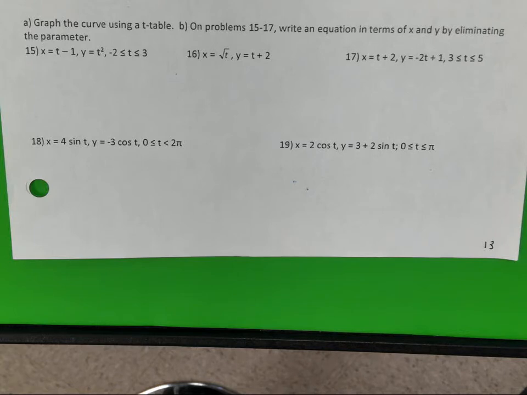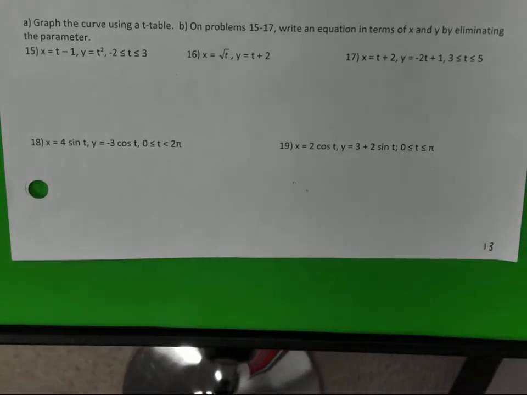Write your name first of all. Write your name. Yes. You may begin. When you're done, turn it face down after you check it.